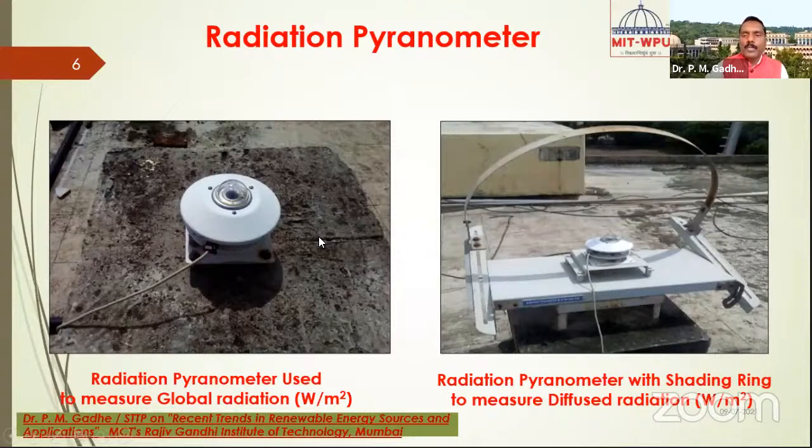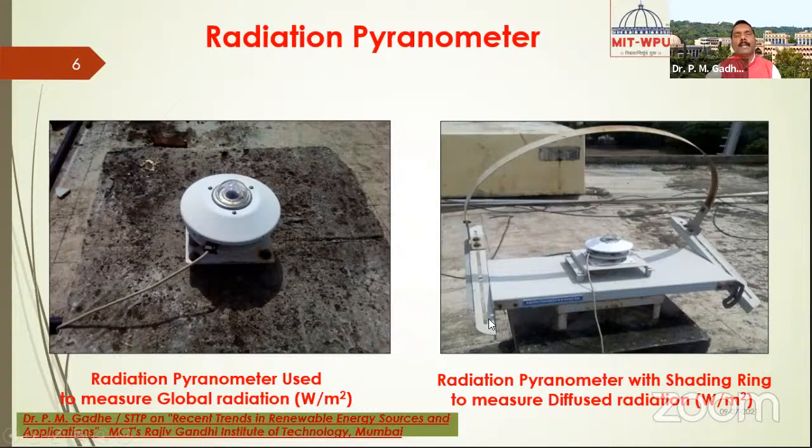So this pyranometer will give us the diffuse radiation. Now, from these two readings, that is once we get the global radiation and diffuse radiation, we can subtract the diffuse radiation from global radiation and we'll get the direct beam radiation. There is one more instrument, that is the pyrheliometer. From this, we can directly measure the direct beam radiation. But by using these two pyranometers, we can find out the direct component of the radiation intensity.